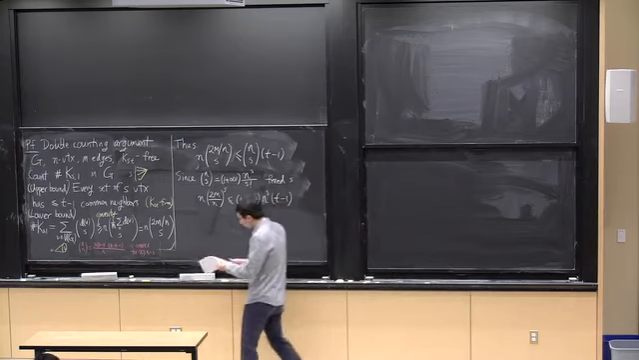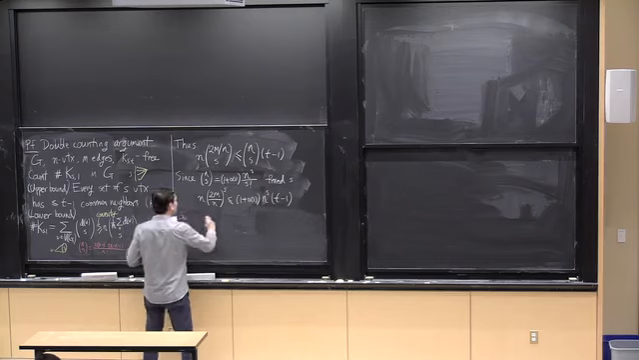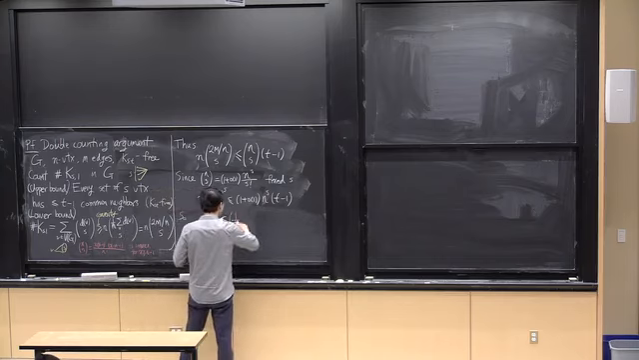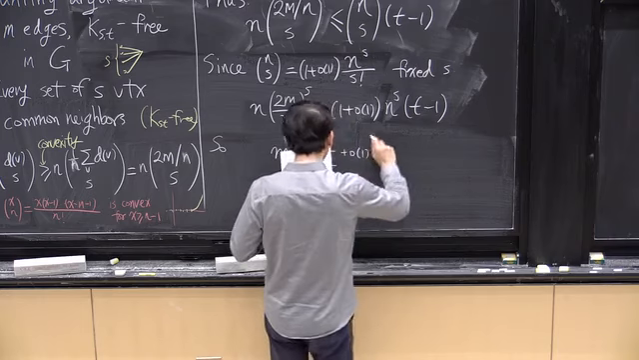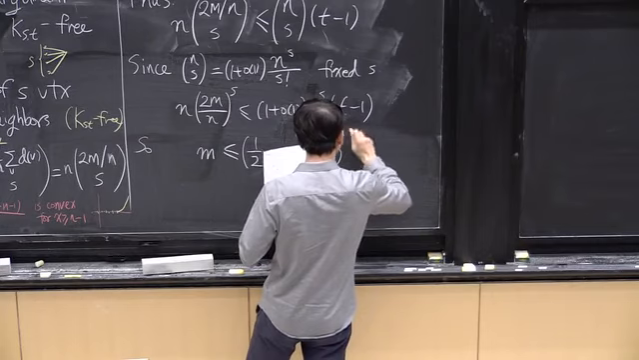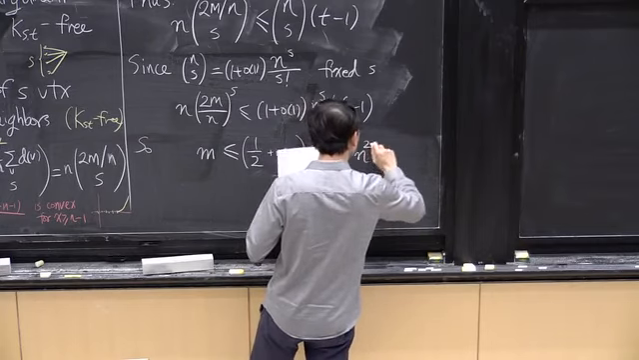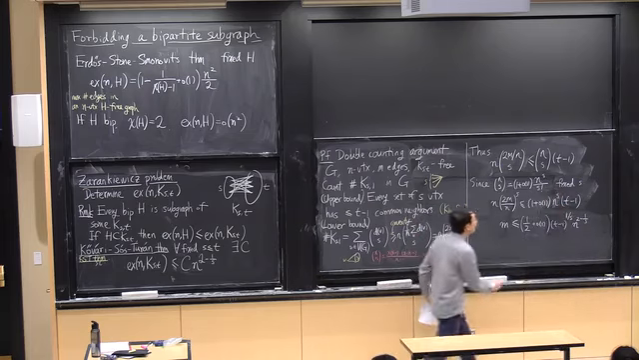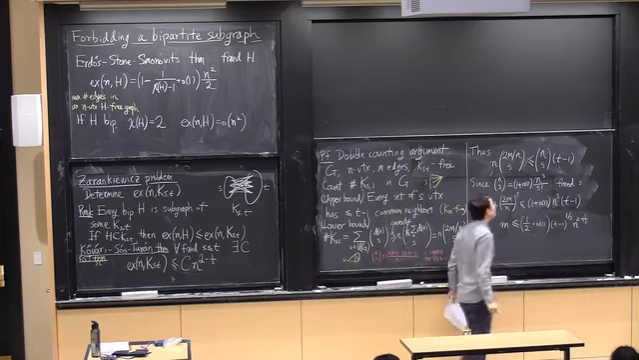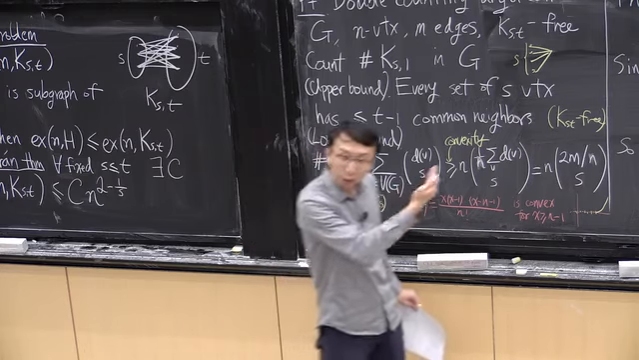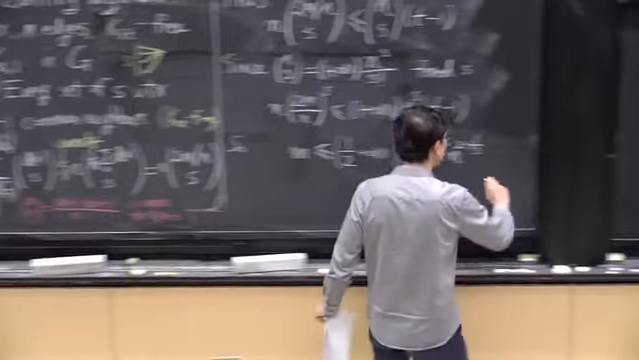Okay, so now rearrange, clean things up. We find the following upper bound on m, the number of edges in G. And that's the expression. So for fixed s and t, it grows like n to the 2 minus 1 over s.